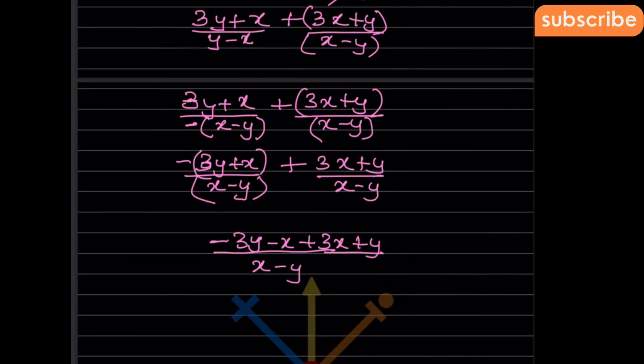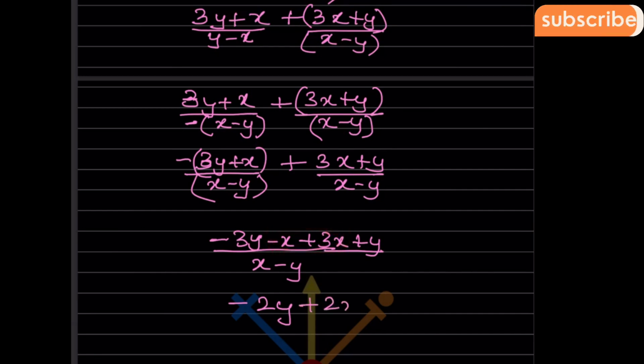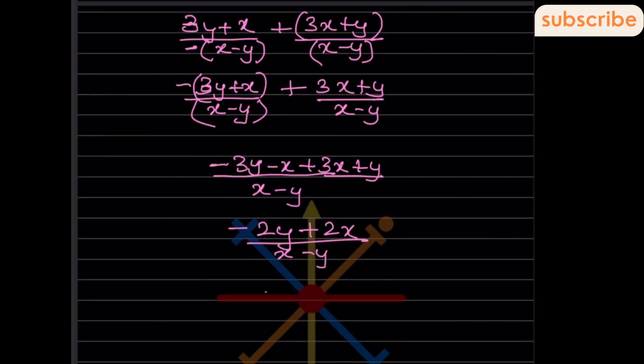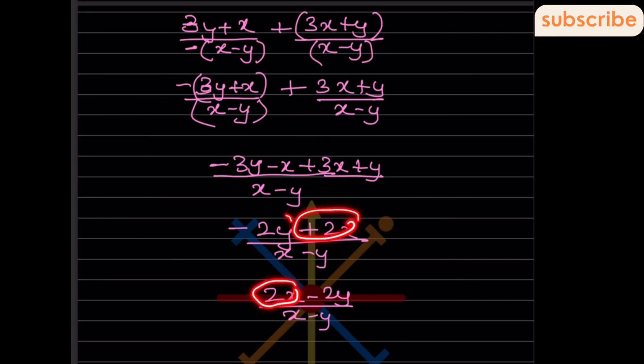So now let us take the like terms together. So what will that be? Minus 3y plus y means that is going to be minus 2y. And what is this going to be? Minus x plus 3x. So that is going to be plus 2x, divided by x minus y. So now this can also be written as 2x minus 2y, because x will be first, divided by x minus y. We can also write this in this way.